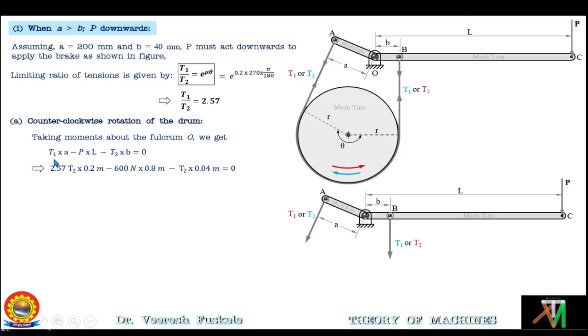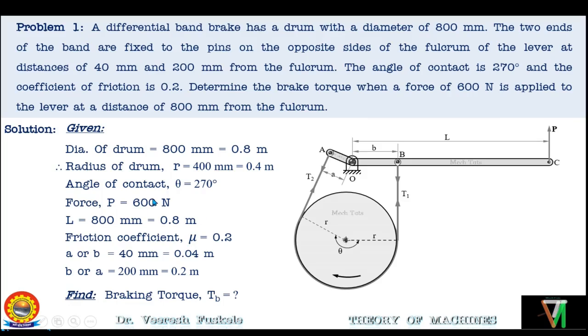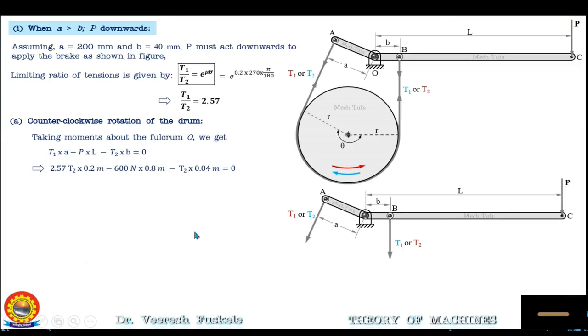So T1 is kept as 2.57 into T2 from this equation, and P is equal to 600 and L is equal to 0.8 meter. These are the given values: P is equal to 600 Newton and L is equal to 0.8 meter. Now T2 into B. B is nothing but 40 millimeter, that is 0.04 meter. So from this equation we can easily find out the value of T2, and T2 is equal to 1012.7 Newton.